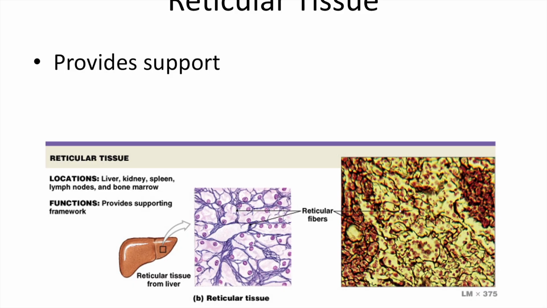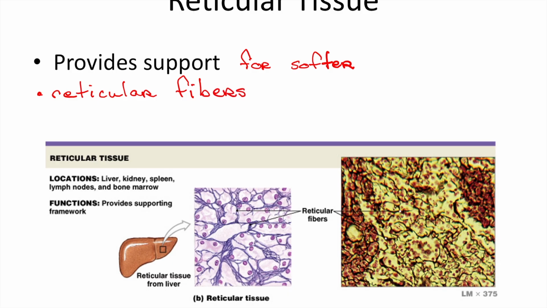Reticular tissue is our third form of loose connective tissue. It is a supportive framework for softer organs. Things like the liver, the kidneys, the spleen. It has reticular fibers in it. And it pretty much acts as the skeleton, forming the shape of those softer organs that don't have actual bones associated with them.